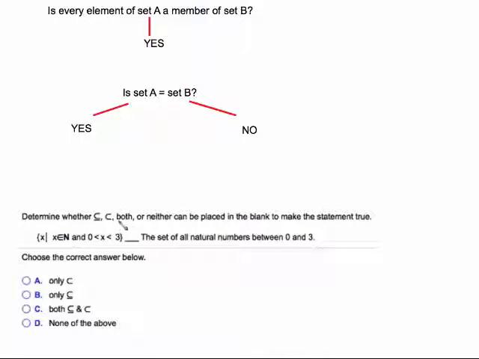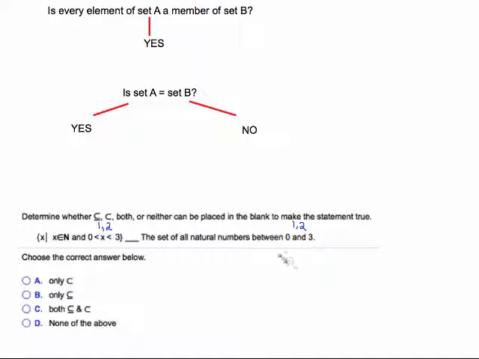This is a MathXL question. It's asking you to determine whether you can use the subset symbol, the proper subset, both, or neither in the blank. So this is in set builder notation. So x is an element of the naturals, and x is between 0 and 3. So the natural numbers that are between 0 and 3 are 1 and 2. Remember, plain old less than, you're not going to use the 0, you're not going to use the 3. This in words says the set of all natural numbers between 0 and 3, which is {1, 2}.